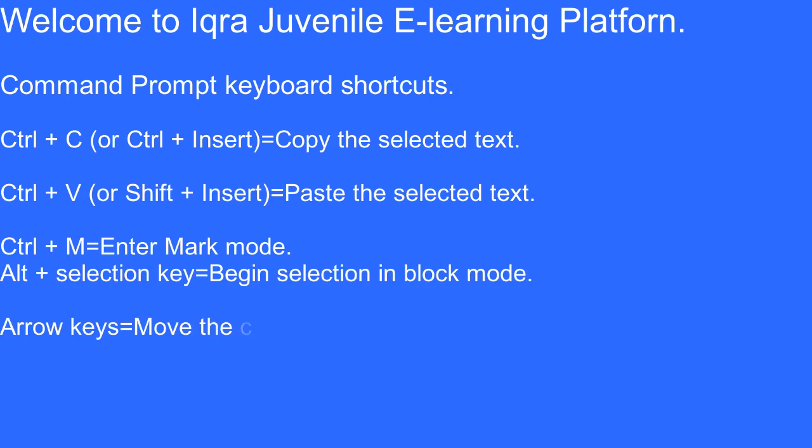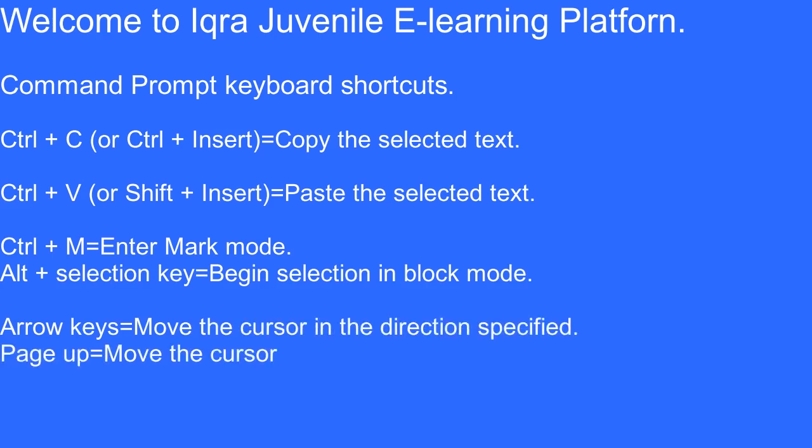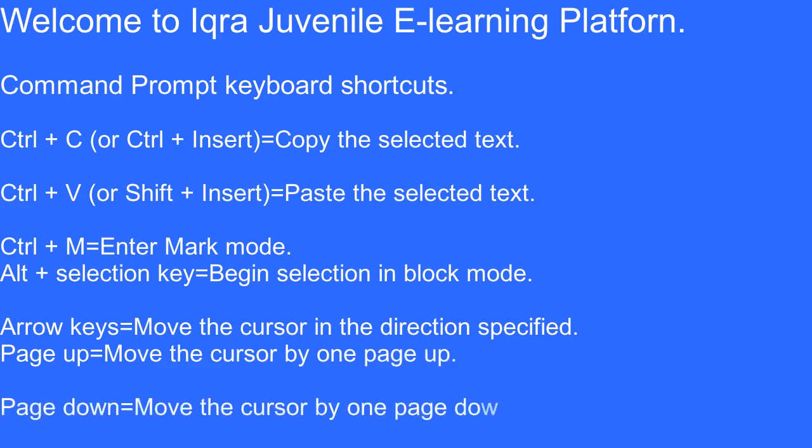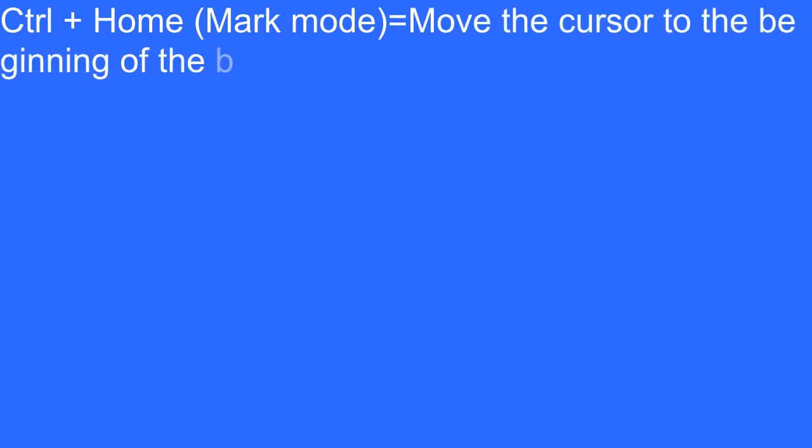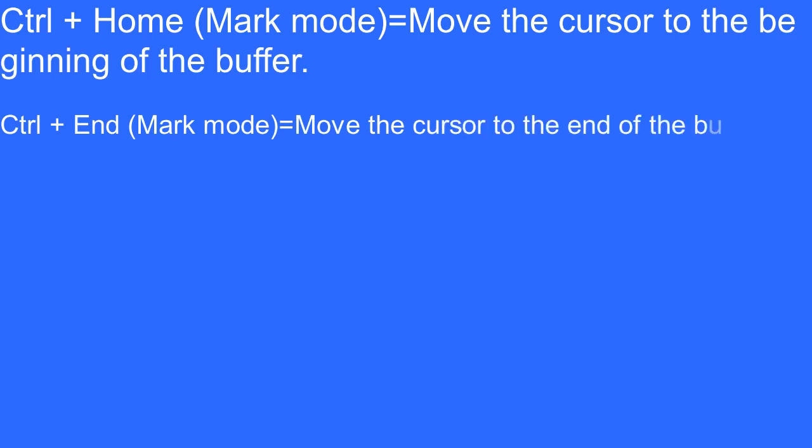Arrow keys equals move the cursor in the direction specified. Page up equals move the cursor by one page up. Page down equals move the cursor by one page down. Control Home, mark mode, equals move the cursor to the beginning of the buffer. Control End, mark mode, equals move the cursor to the end of the buffer.